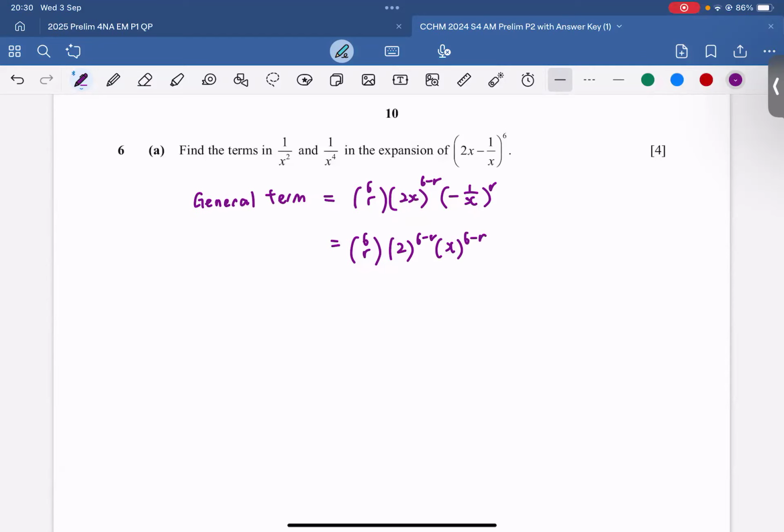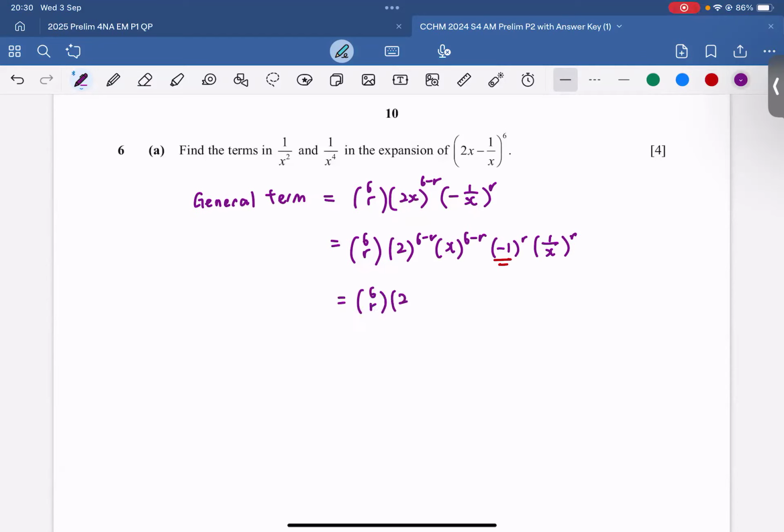Okay, a lot of you think that this negative is not important, but this negative 1 is very important. Because this negative 1, when r is even, the whole thing is positive. When r is odd, the whole thing is actually negative. So this negative 1 affects a lot of things.